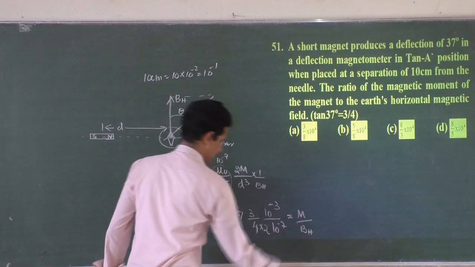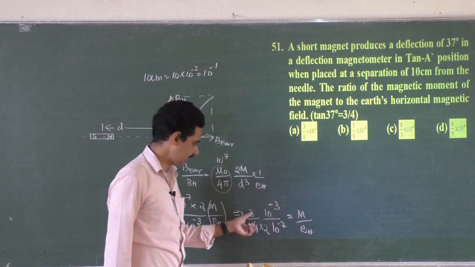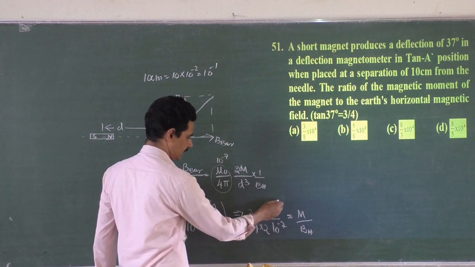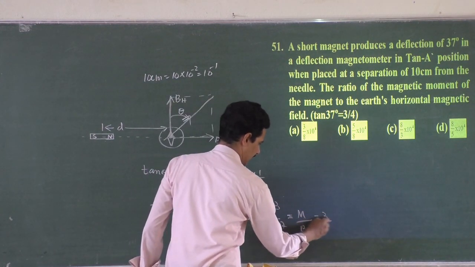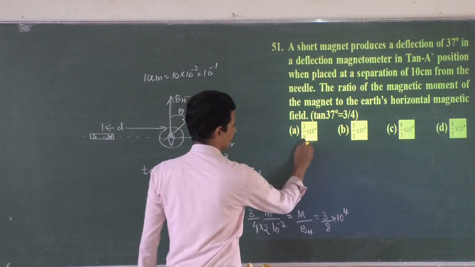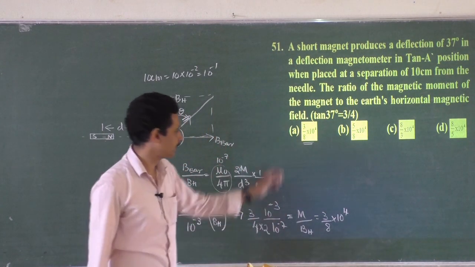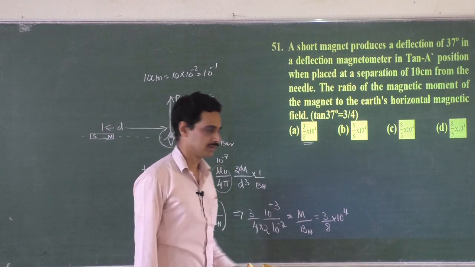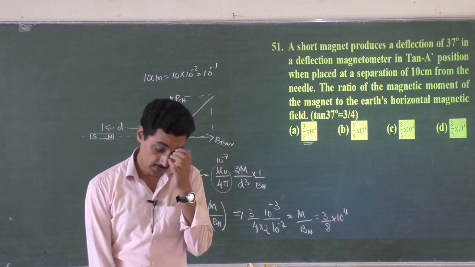M by BH, yes. Now 3 by 8, 10 to the power plus 7, 4. So 3 by 8 into 10 to the power 4. Do you have it? Yes, this is the answer. You can check it in your PDF because this appears very small. 3 by 8 times 10 to the power 4. That is the answer. So very easy.